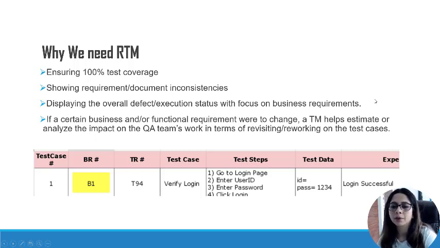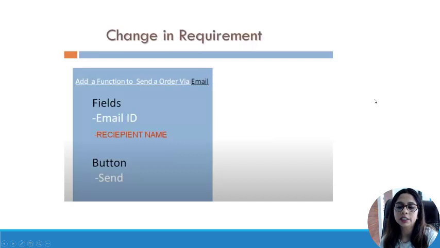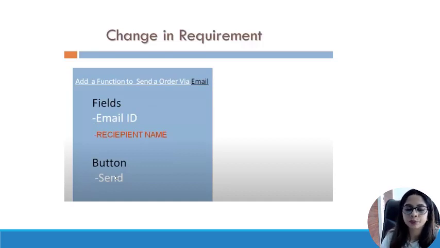Now I'm giving you an example of why we actually need RTM. Let's say there is a change in the requirement. Initially there was only an email address field, and we had to send some text to a client. Now in the next change, we want the recipient name to also be mentioned. Not just the email address field, we also need the recipient's name so that we can send the email. Now this change has been incorporated, so we should be updating the test suite also. But we don't know where all this particular requirement is present.